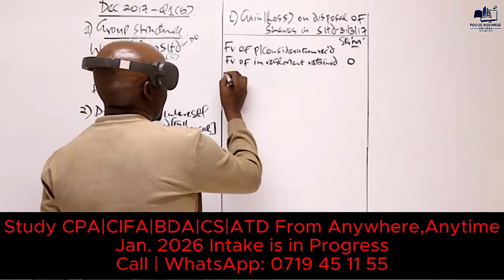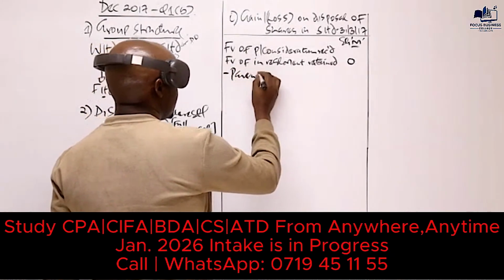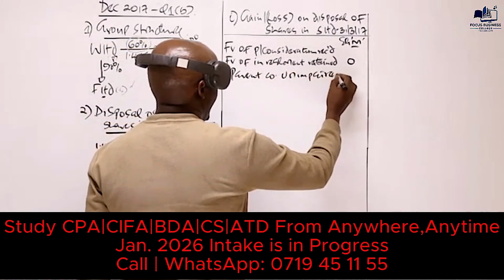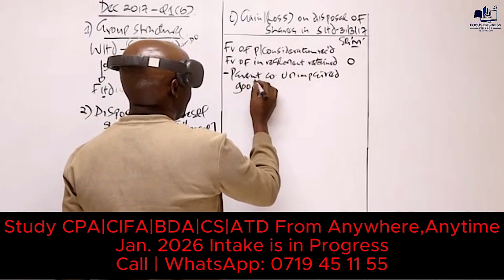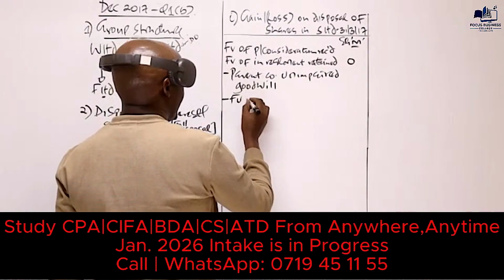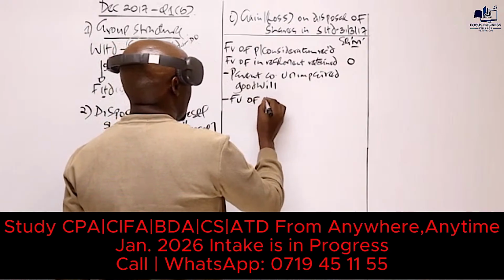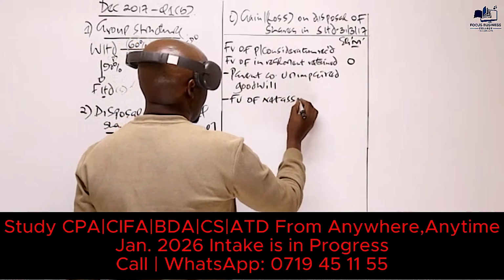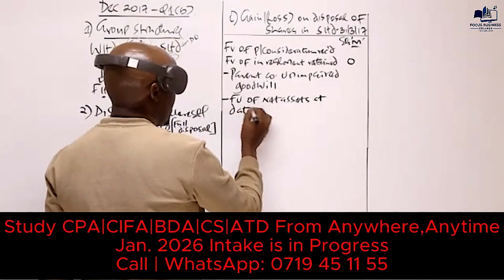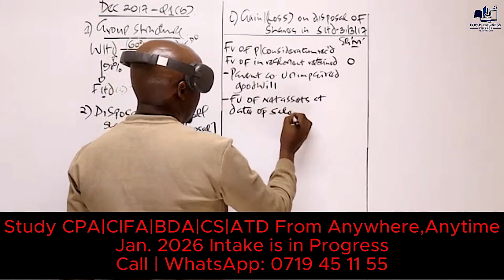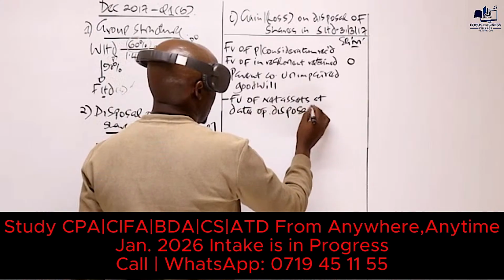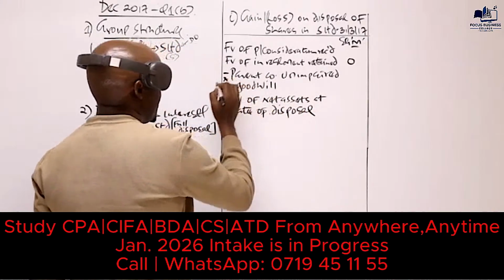And then to this we less the parent company's share of impaired goodwill. And also we less the fair value of net assets at the date of disposal. I think we can start by determining this one.